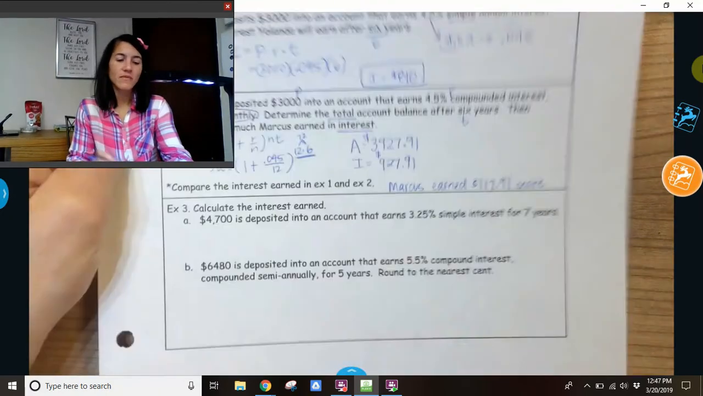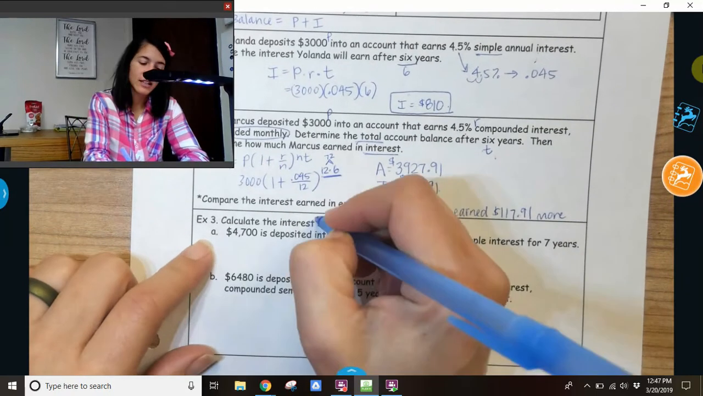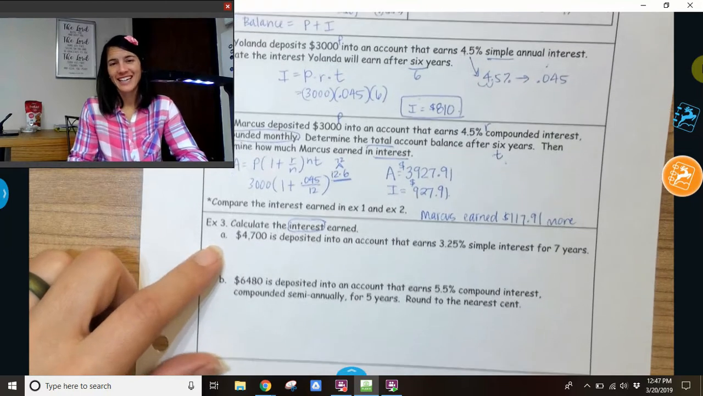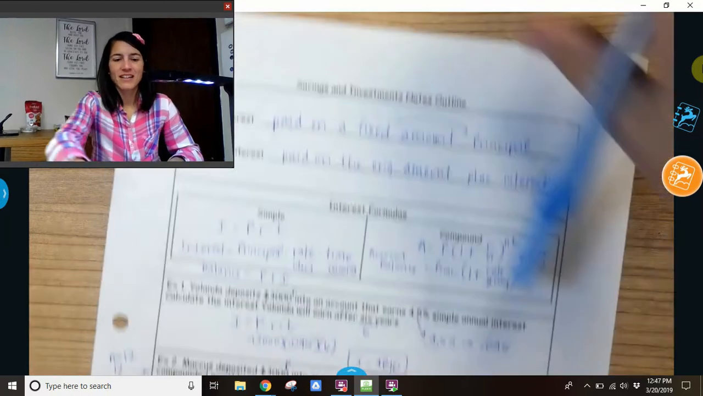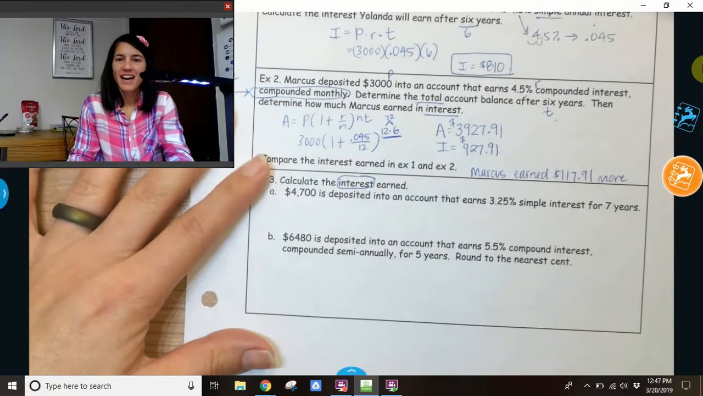So, right here, example 3. Calculate the interest earned. So again, it's asking us about interest. Circle the word interest. I'm going to slide it under my laptop.